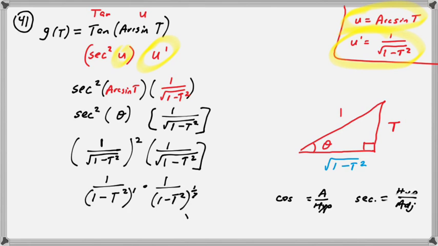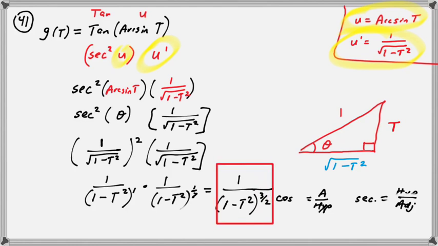1 minus t squared to the 1. The square root is to the 1/2 power. When you're multiplying like bases, you add the exponents. So 1 plus 1/2, or 2/2 plus 1/2, is 3/2. And that's the derivative for number 41.